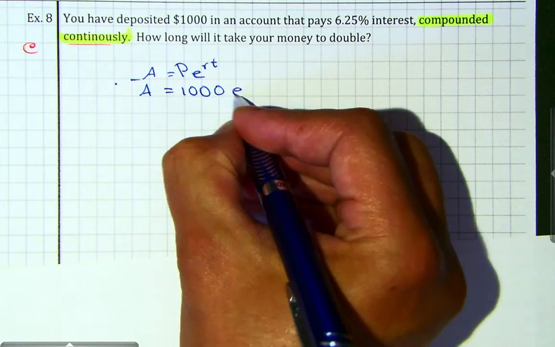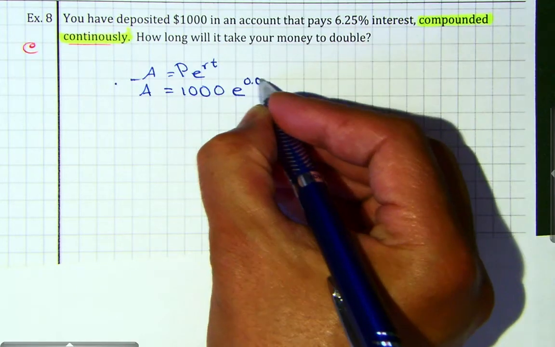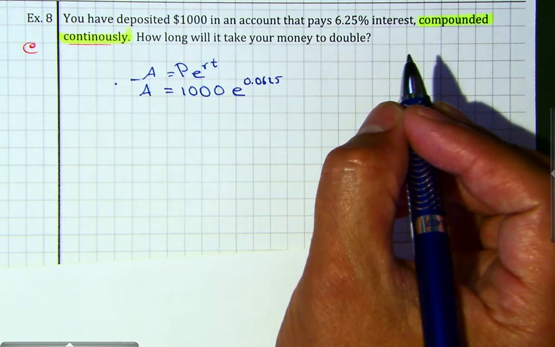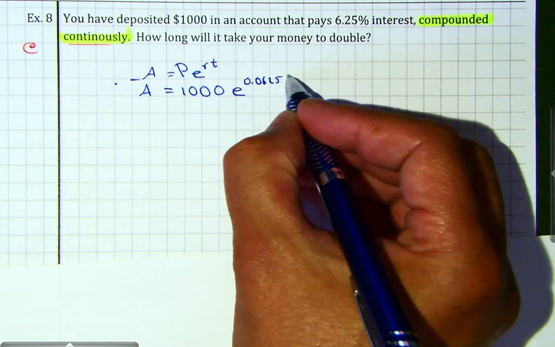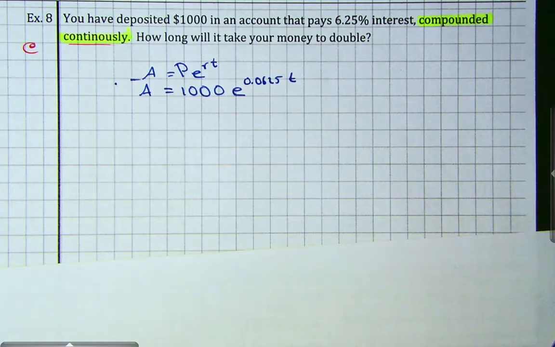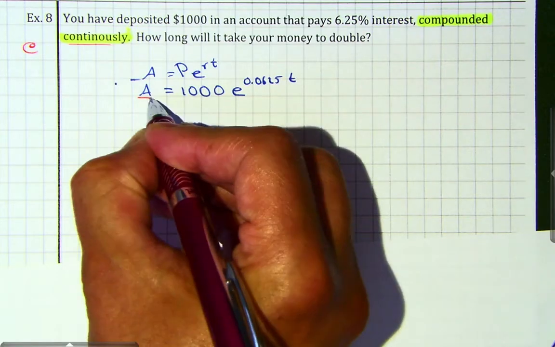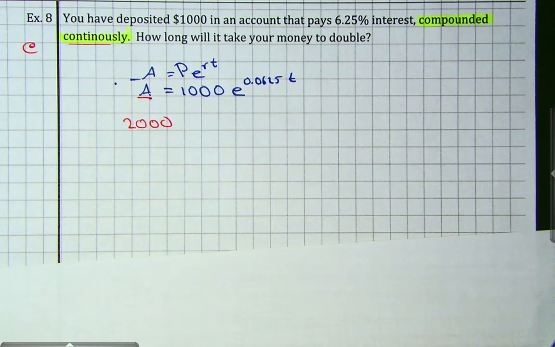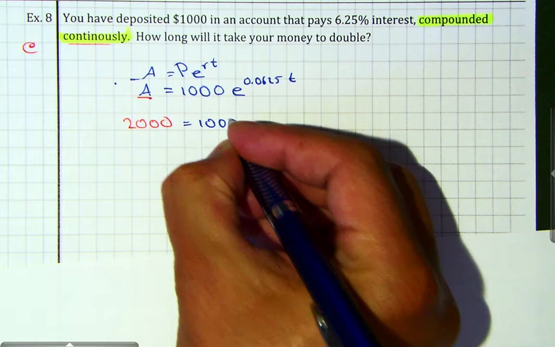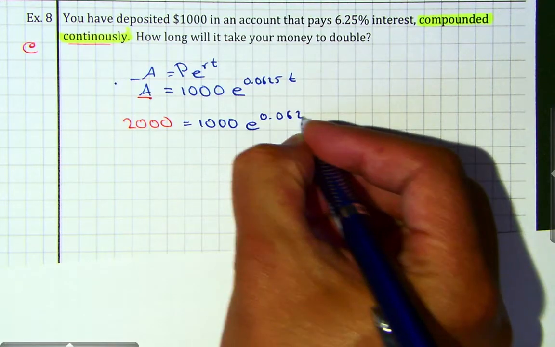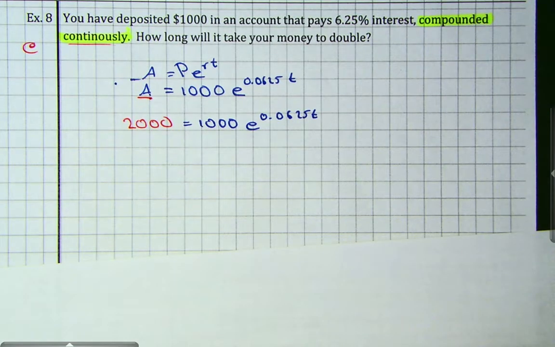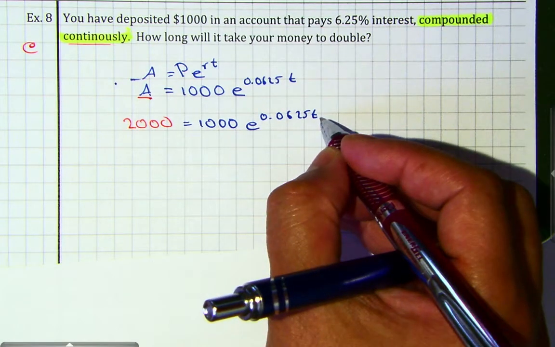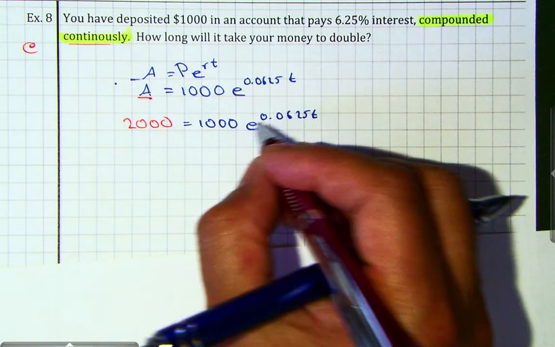r is the rate, which is 0.0625. How long will it take for your money to double? That's t. Now, for your money to double, we want the A to be twice as much, so therefore, we want it to be 2,000. And now we can solve it. Before we didn't have the tools to solve it, but now we do. So what should I do first? I need to leave the t by itself, so I need to get rid of the decimal, the base e, and the 1,000.